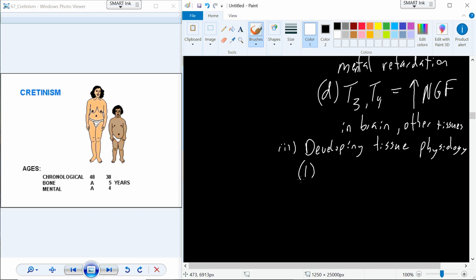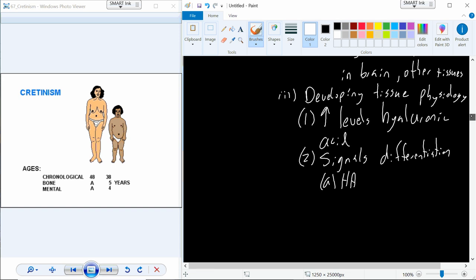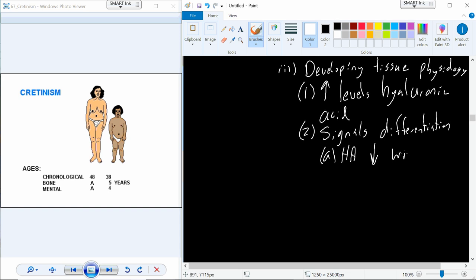And one of those things is that the developing tissue experiences, or should undergo, increases in the levels of a chemical called hyaluronic acid. Having hyaluronic acid present in developing tissue causes signals to differentiate. So in other words, if you remove or reduce the presence of hyaluronic acid in developing tissues, those signals to differentiate and cause new tissues to develop would actually not be as pronounced. Hyaluronic acid normally decreases as that differentiation process occurs.